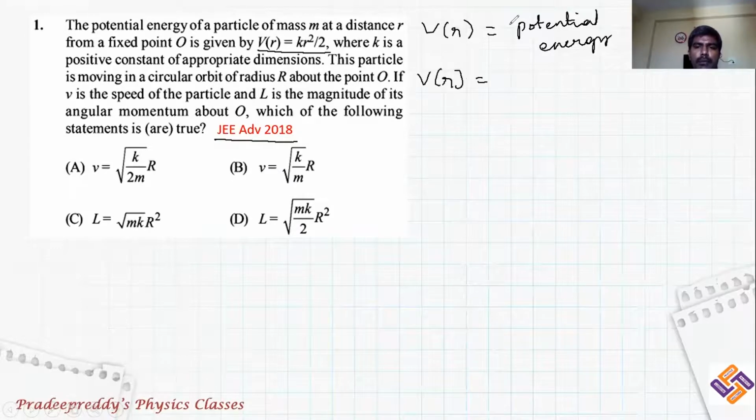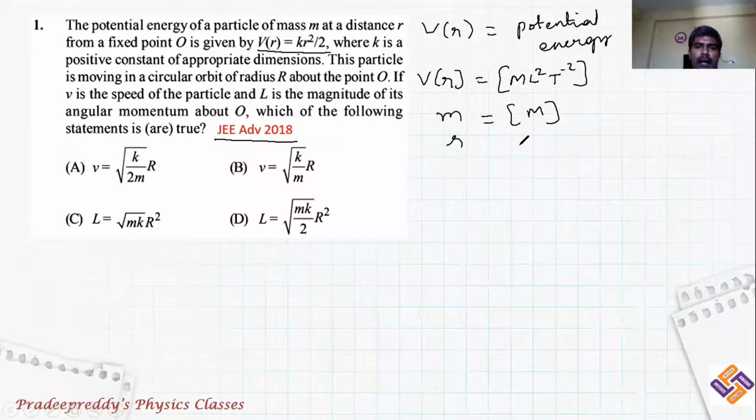So V of R is potential energy. Energy dimension is M L square T power minus 2. Potential energy dimensions we have known, that is M L square T power minus 2. And next, what is the dimension of m? M is mass, right? So it is capital M. Next, what is the dimension of R? R is distance, so it is L. M dimensions we have written, R dimensions we have written, potential energy dimensions we have written, and K is a positive constant of appropriate dimensions. So K is some constant.